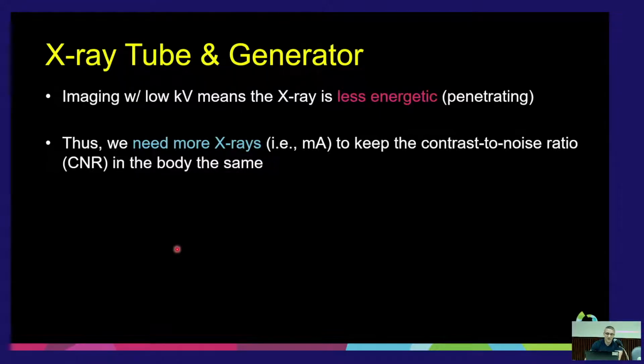All right, because we use a lower kV, we have to understand the physics of what's going on. The X-rays have less energy at lower kVs. Therefore, they're going to get absorbed a little bit more frequently in the body. So we need to give the body a little bit more X-rays, more photons, to balance out the right amount of dose or photons onto the detector.